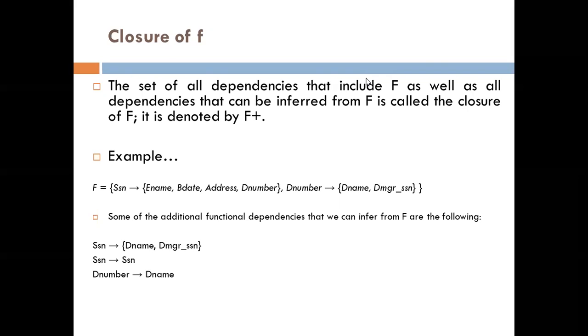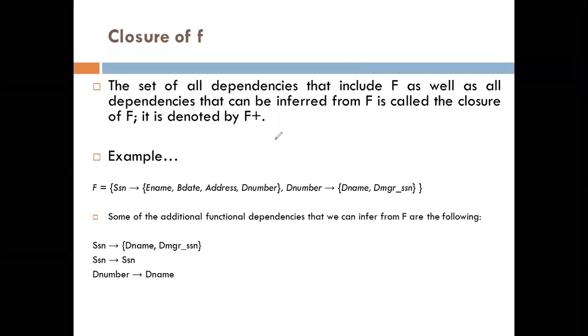Formally, the set of all dependencies that include F as well as all dependencies that can be inferred from F is called a closure, and it is denoted by the symbol F plus. So if F is a set of functional dependencies, then all the functional dependencies which we can infer from this F are called the closure and indicated as F plus. This plus is written as a superscript.